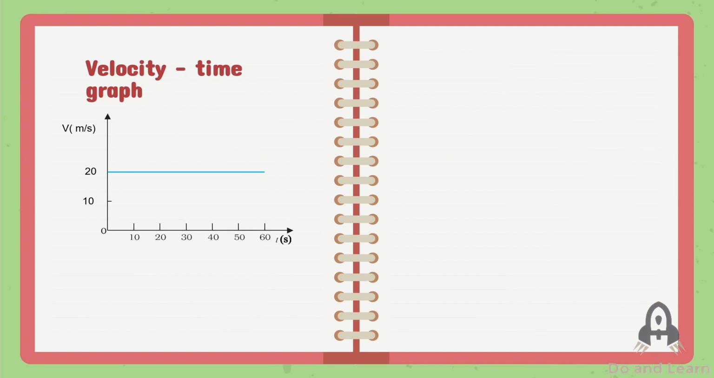Let us study what a velocity time graph is and its significance. As you can see, this is the velocity time graph for uniform velocity. The velocity is along the y-axis and the time is along the x-axis. At 10 seconds, the velocity is 20. At 30 seconds it is also 20. At 60 seconds, the velocity is 20 meters per second. So the velocity is uniform. If in the velocity time graph the curve is parallel to the x-axis, we can say the object is moving with uniform velocity.